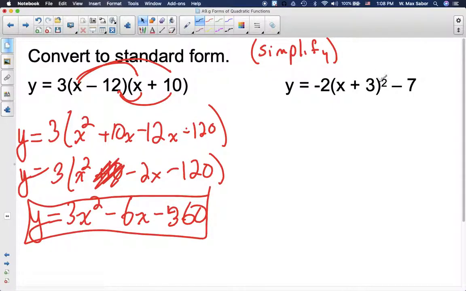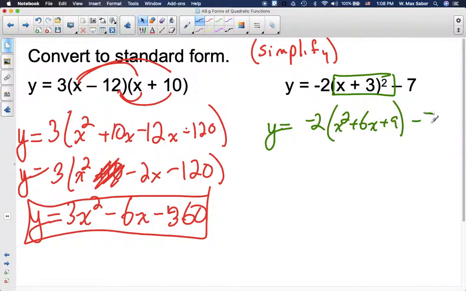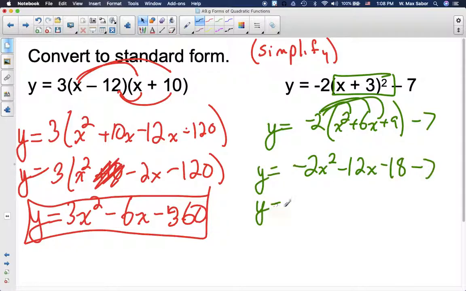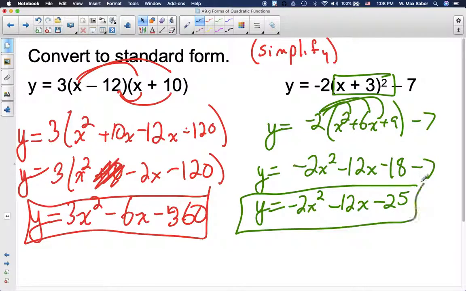Here, we have to simplify this part. Order of operations says do that first. You cannot distribute the negative 2 first. x squared plus 6x plus 9. Now we distribute the negative 2. Negative 2x squared minus 12x minus 18 minus 7. y equals negative 2x squared minus 12x minus 25. And that's our standard form.